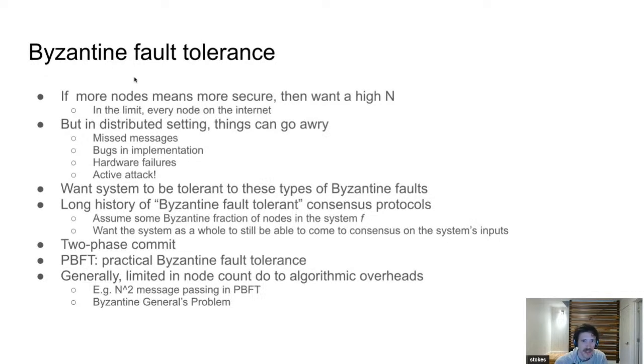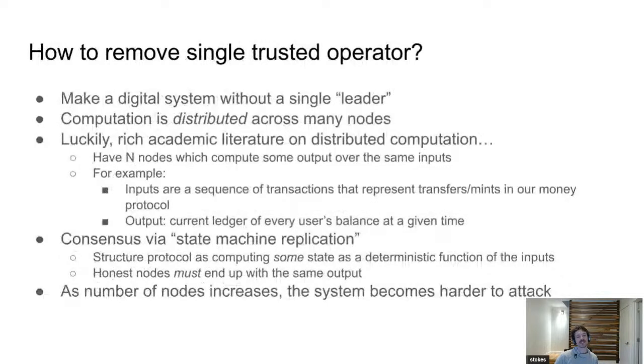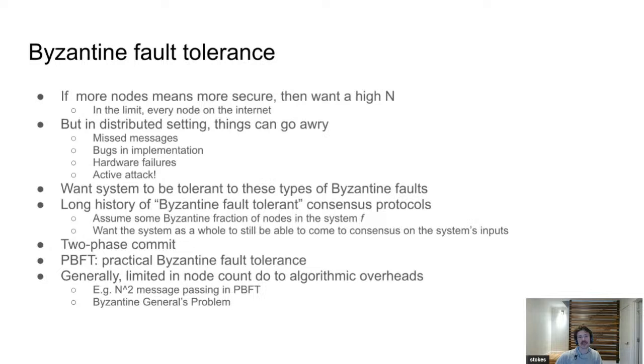So the point here is that we want to increase the number of nodes in the system. If all of our software is correct and our invariants hold, then we should end up with the same output, and it becomes much harder to attack. This notion I'm circling around in the literature around consensus is referred to as Byzantine fault tolerance. So the logic goes, if more nodes in the system means it's more secure, then we want a very high number of nodes, right? And you can imagine the limit: every node on the internet, right?